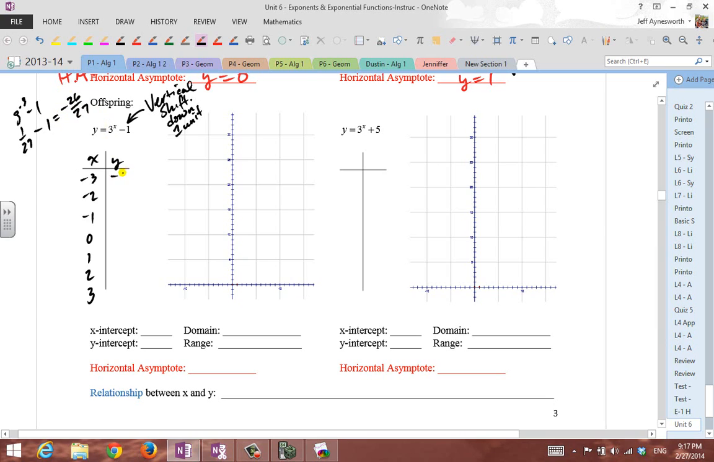-26/27. Not quite -1, is it? Next one, 3 to the -2 minus 1, that's 1/9 minus 1, and that's negative 8/9. Next one, 3 to the negative 1 minus 1 is 1/3 minus 1, or negative 2/3.